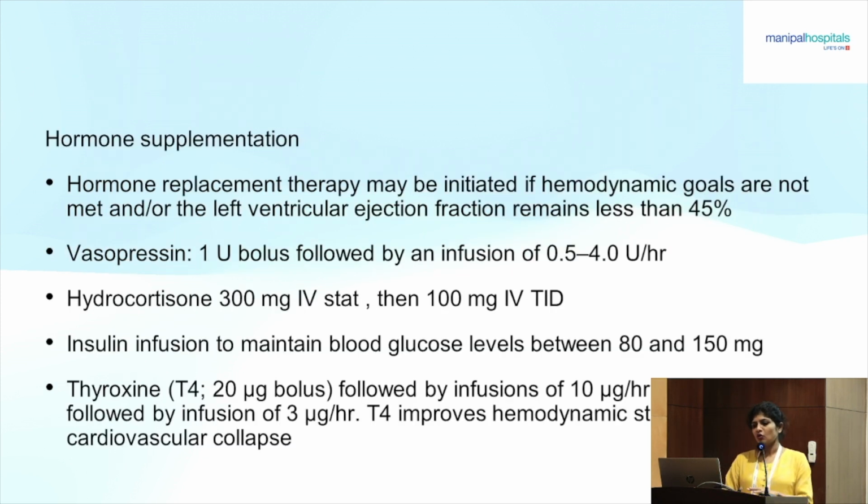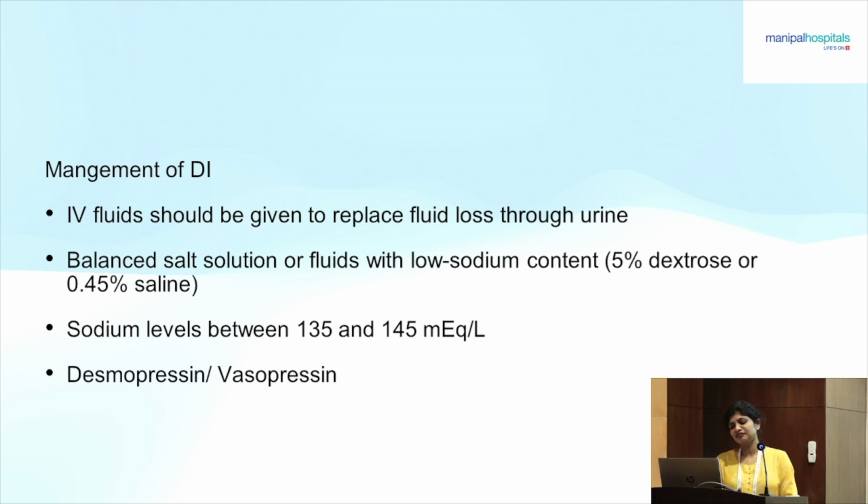Hormone supplementation. Especially if the patient is hemodynamically unstable or the cardiac contractility is not good, then we have to go for hormone supplementation. Vasopressin is given at a dose of 1 unit bolus, followed by infusion of 0.5 to 4 units per hour. Hydrocortisone 300 mg stat, followed by 100 mg TID. Previously they were giving high-dose methylprednisolone, but because of the multiple complications, infections and all that, the evidence now is more in favor of hydrocortisone. Insulin to maintain a normal blood sugar level, and thyroid hormone supplementation, especially if the patient is hemodynamically unstable. Regarding hormone supplementation, there is no proper consensus, but with hemodynamic instability, most people would want to give hormone supplementation.